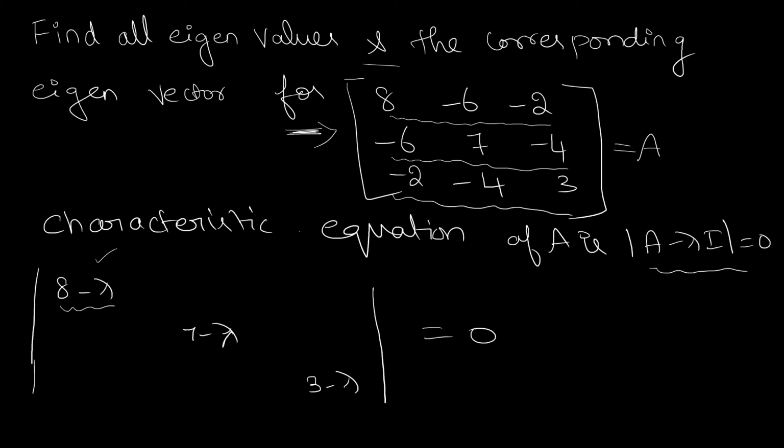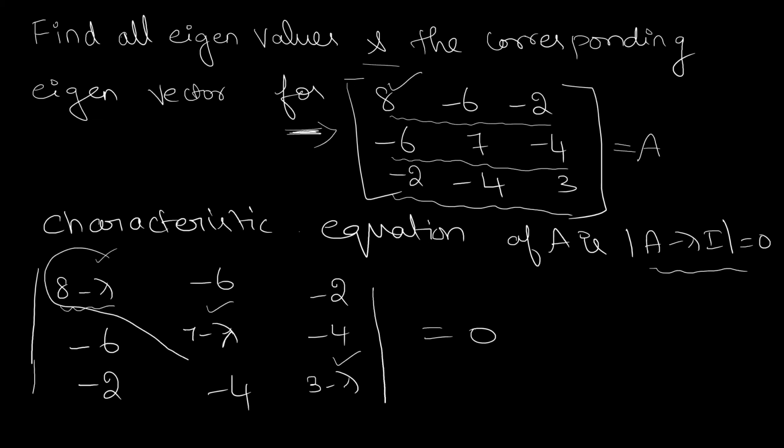And finally A minus lambda I. What is the A value first? 8 minus lambda. Again the second one, 7 minus lambda, then the third value is 3 minus lambda. So the diagonal elements we filled in, and the rest of the elements will be the same: minus 6, minus 2, and then minus 6, minus 4 here, and then minus 2, minus 4. So we are only changing the diagonal elements. A minus lambda means whatever value is there, just put minus lambda on the diagonal. Now we have to find the determinant value.